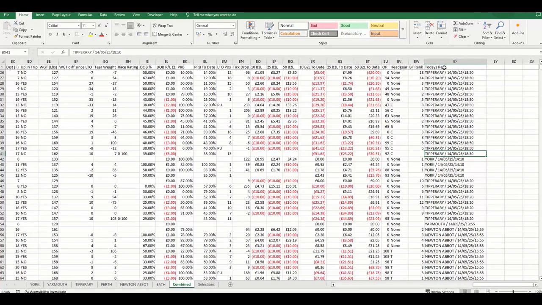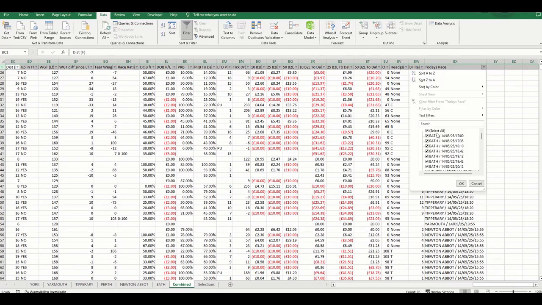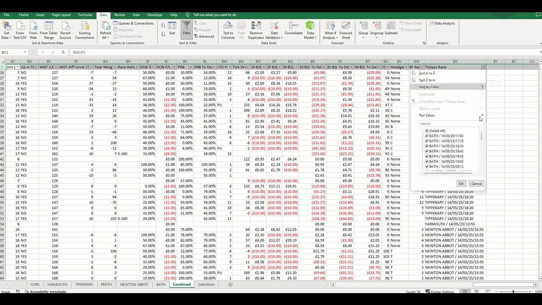And then you have a combined filter here, which shows you the race today. So if you wanted to look at just races at Tipperary 18:50, we can simply put a filter on here. Let's just clear these out. 18:50, sorry. 6:50 p.m. Tipperary.